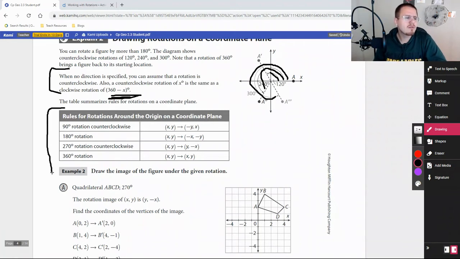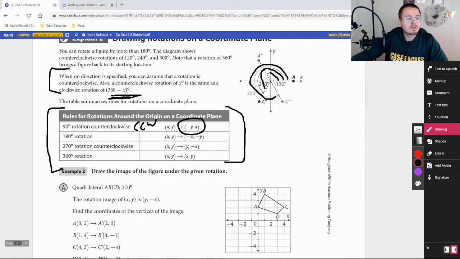Your rules, I know we love rules. I personally hate rules in general. And so know what these are: a 90 degree rotation, counterclockwise, and we write that as CCW, not to be confused with the other one. We got a rule, so 90 degree rotation, switch spots of x and y, and make the y negative. 180, just make them both negative. 270, keep the y positive, make the x negative, and 360, you end up where you were to start. It all comes full circle. It really does. Okay, so you got your rules.